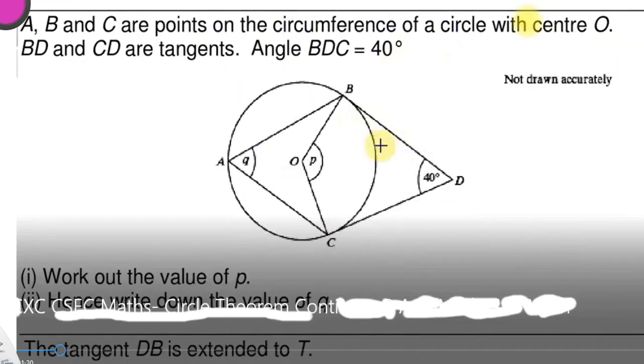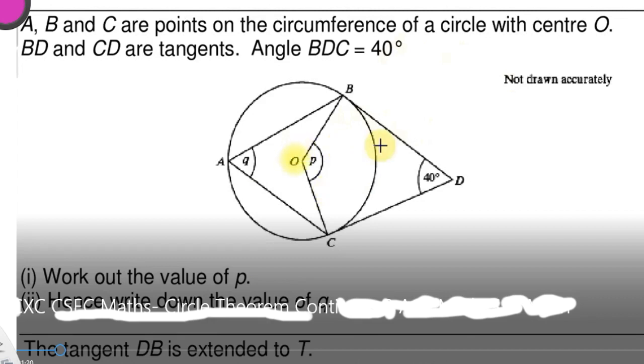Okay guys, welcome back. Let's look at this question as well. It says that A, B, and C are points on the circumference of a circle with center O. BD and CD are tangents. Angle BDC is equal to 40 degrees. Work out the value of P. Hence, write down the value of Q. We are supposed to find P, and then afterwards find Q. So let's identify the theorems we have here.